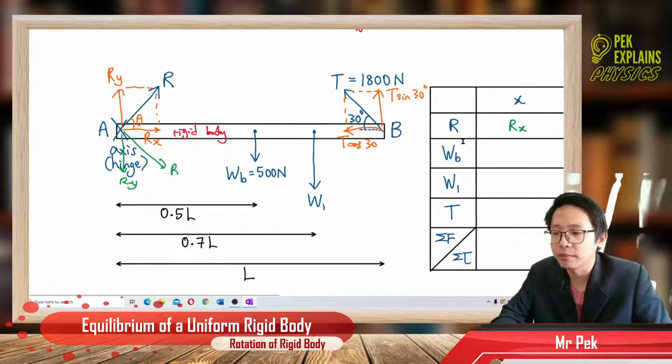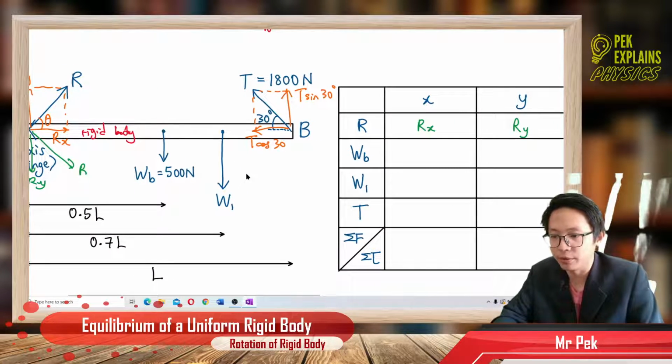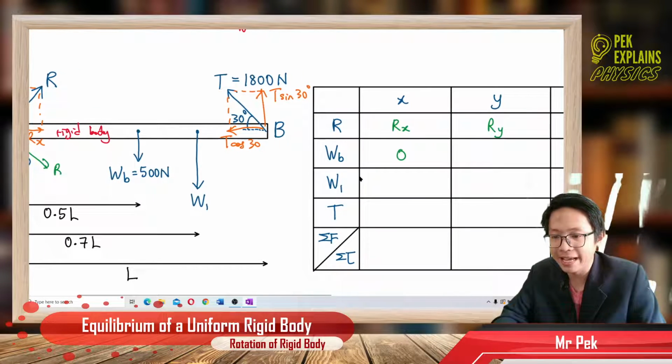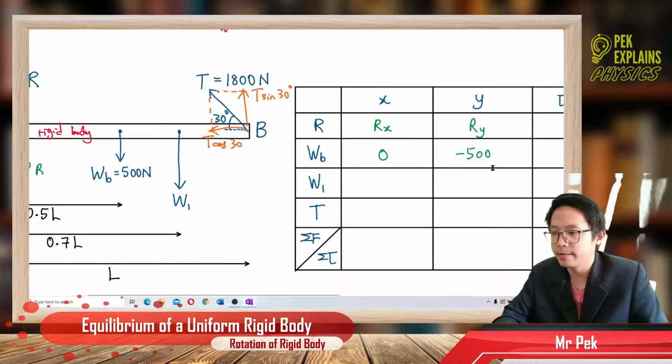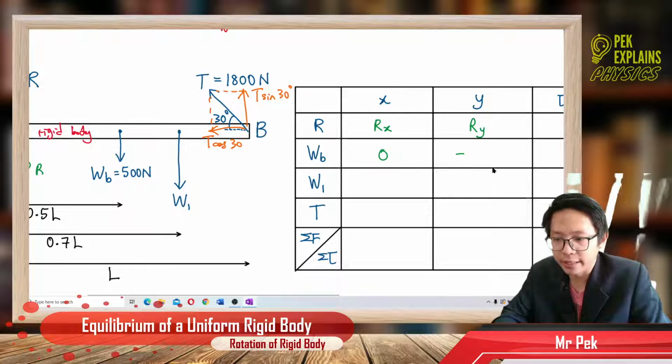Now let's look at the weight of the beam. The weight of the beam is going down. This one definitely is going down. It has no x component, so you just put 0. It's going down, so it's definitely negative. Negative 500 Newton. I just put the negative first.